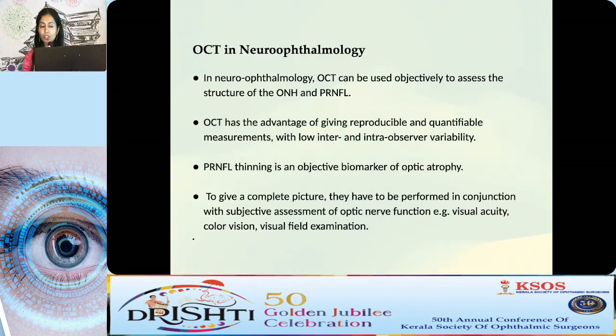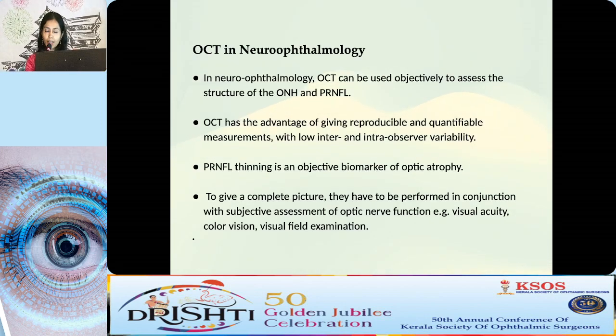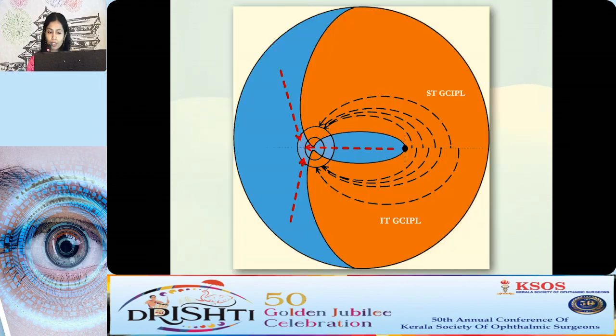In neuro-ophthalmology, OCT can be used objectively to assess the structure of the optic nerve head and peripapillary retinal nerve fiber layer. The peripapillary retinal nerve fiber layer is actually the axons of the ganglion cells. It has the advantage of giving reproducible and quantifiable measurements. The thinning of the peripapillary RNFL is an objective marker of optic atrophy, but to give a complete picture, it has to be performed in conjunction with subjective assessment of optic nerve functions like visual acuity, color vision, and visual field examination.